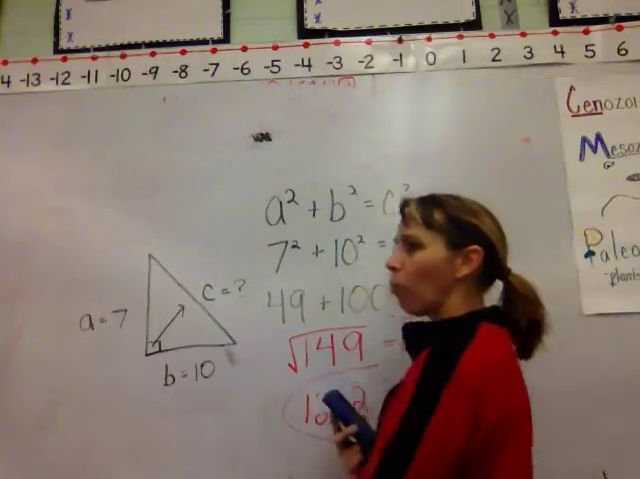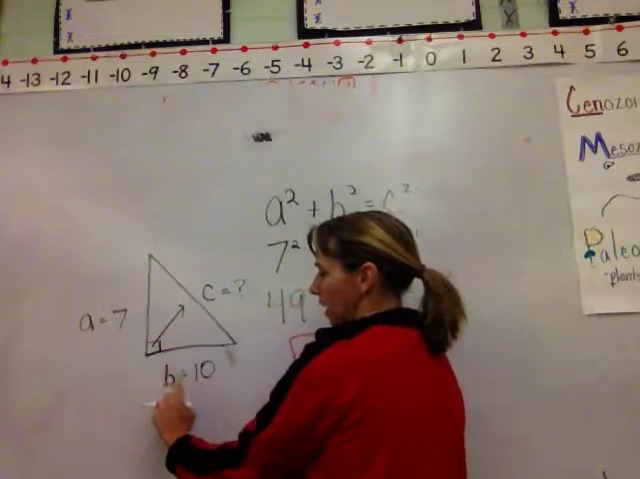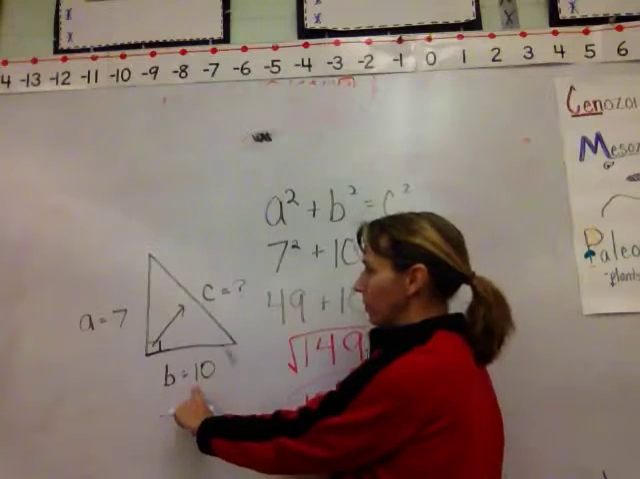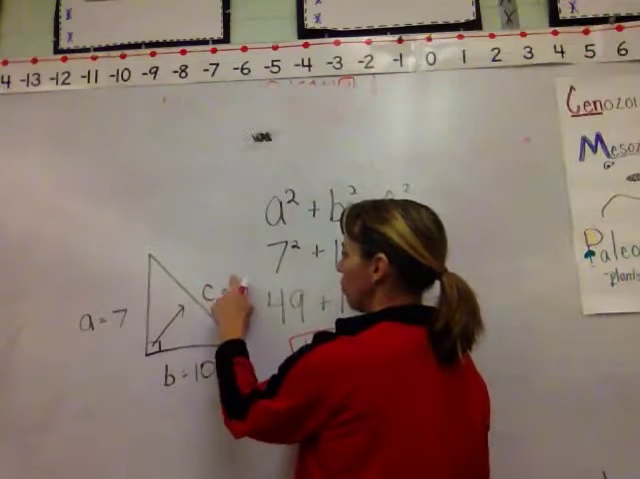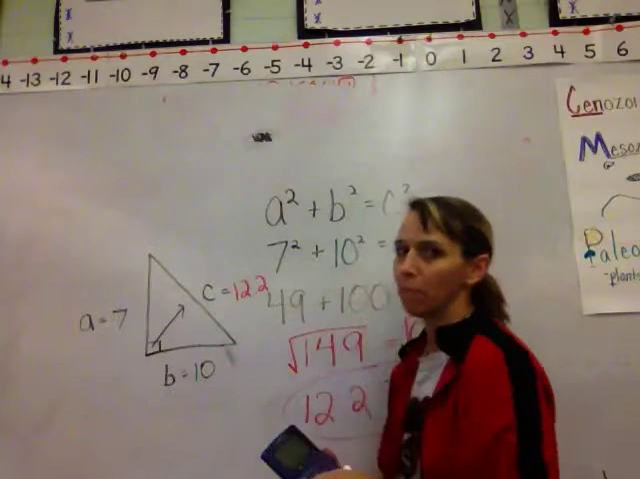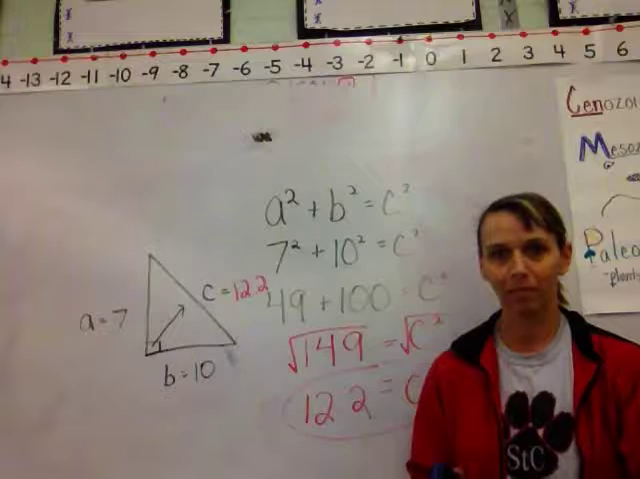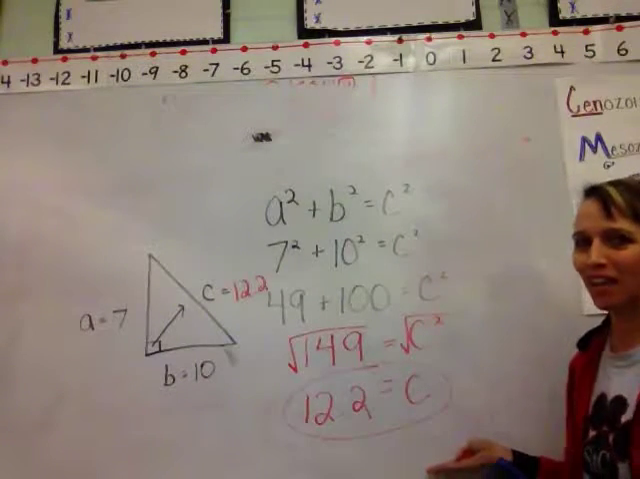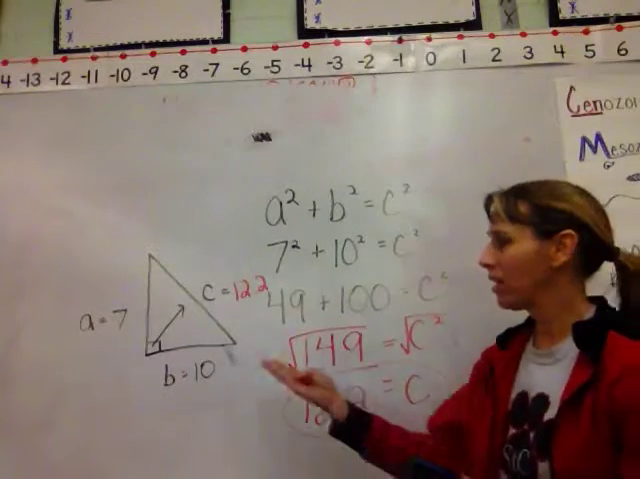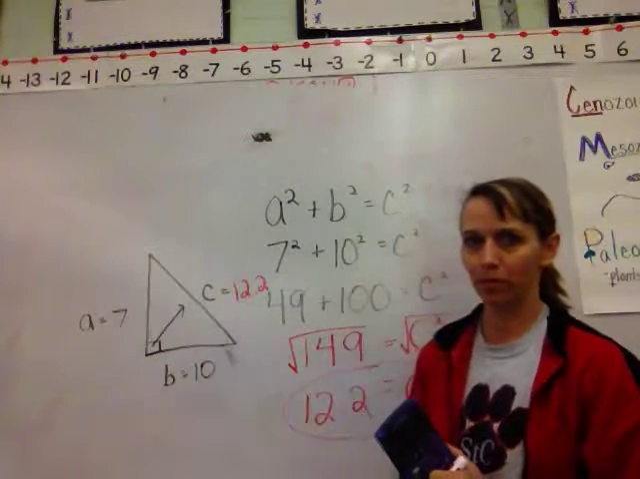So if I have one leg equal to 7, and one leg equal to 10, my hypotenuse is equal to 12.2, which you notice the hypotenuse is always the longest side of your right triangle. Okay? So that is how you do the Pythagorean Theorem if you are given both of the legs and you have to figure out the hypotenuse.